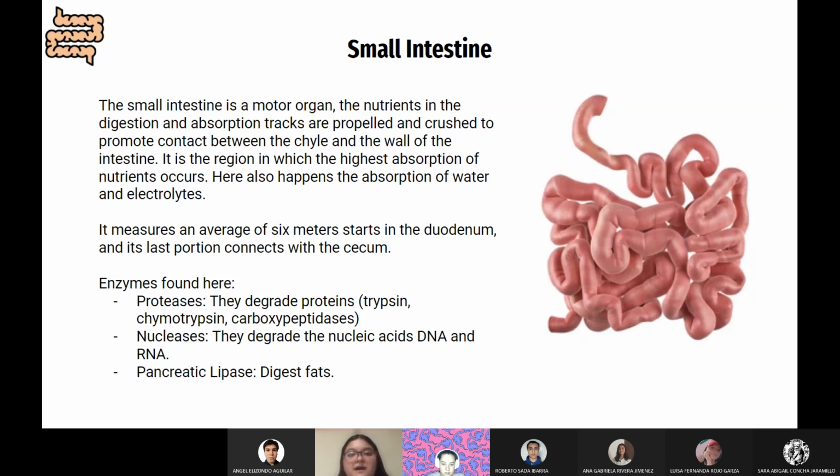The enzymes found here are the proteases that degrade proteins, such as trypsin, chymotrypsin, and carboxypeptidases, the nucleases that degrade the nucleic acids DNA and RNA, and the pancreatic lipase that digests fats.